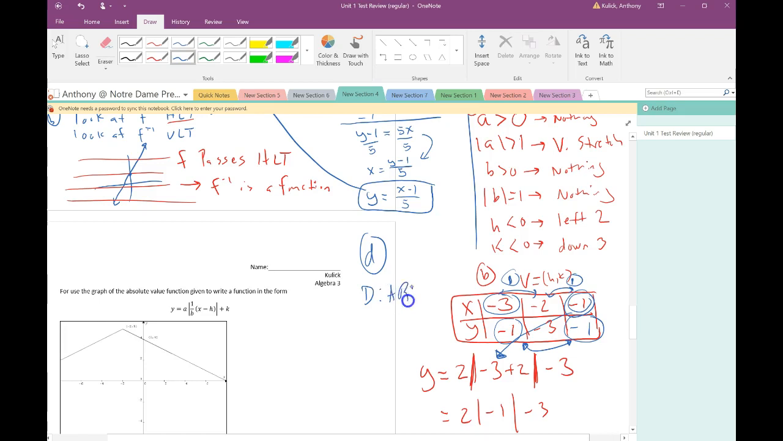Well, the domain is easy. For any absolute value function, the domain is all real numbers, so you can just write -infinity to positive infinity. That's always true.